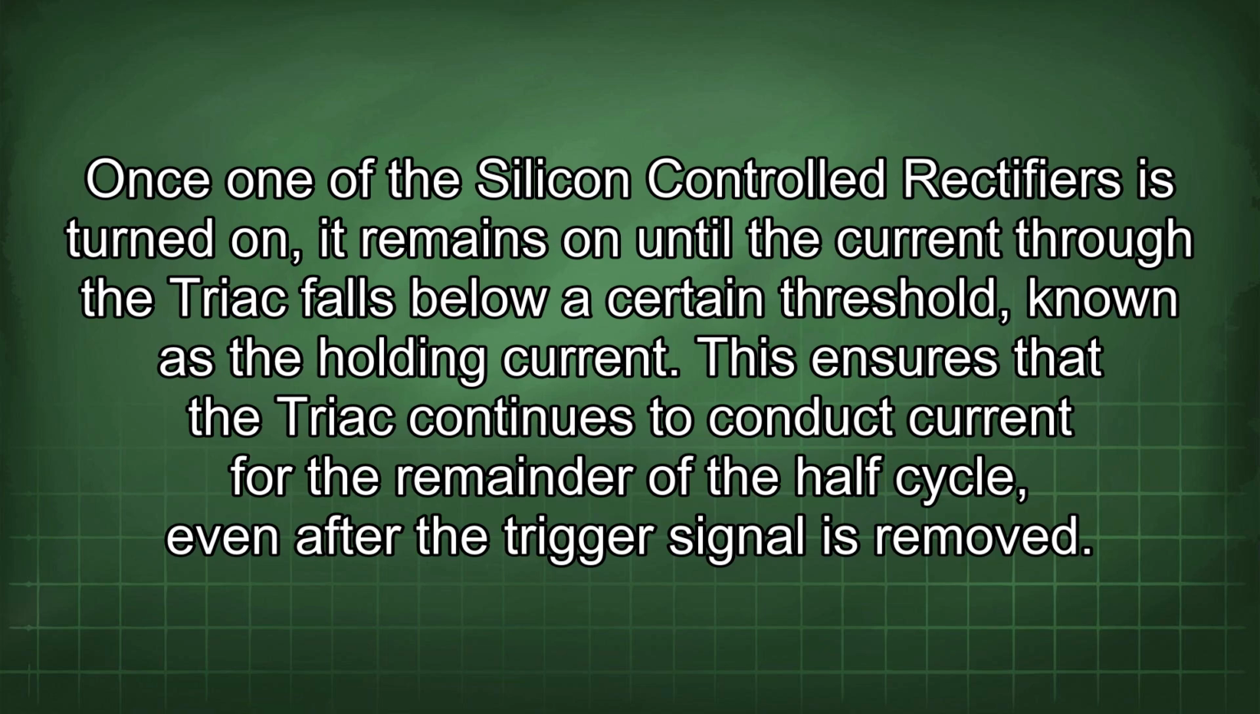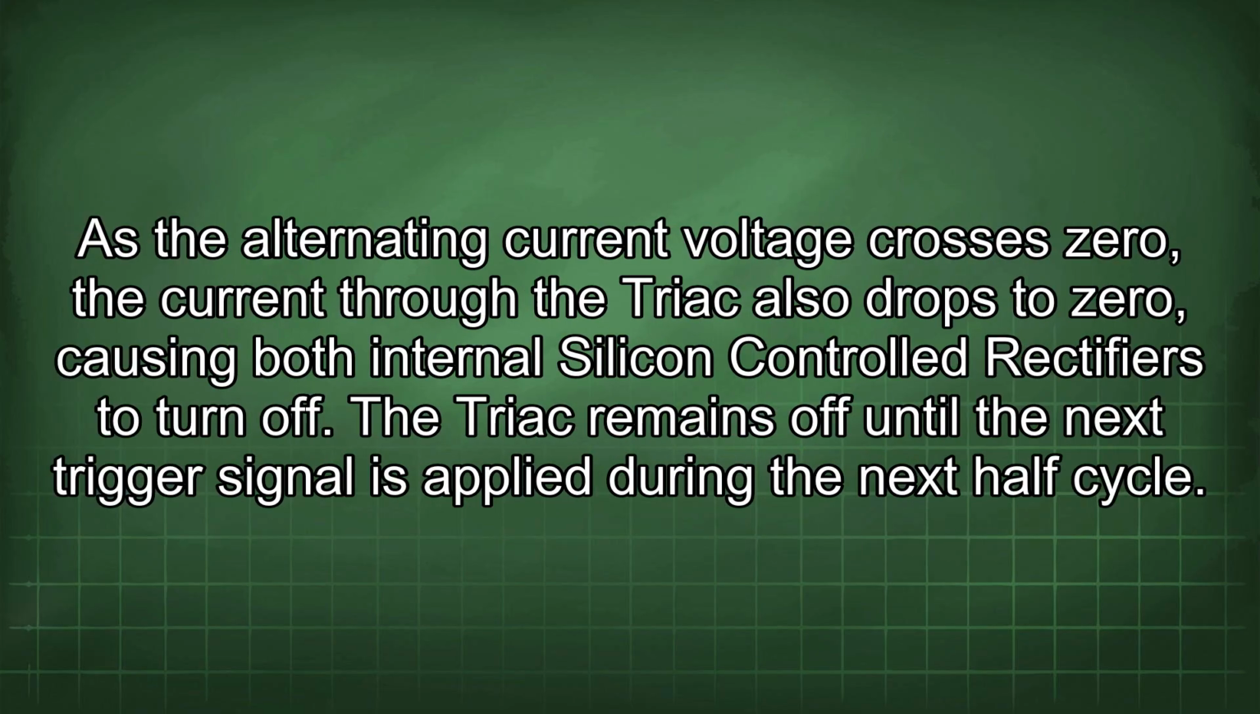Once one of the silicon-controlled rectifiers is turned on, it remains on until the current through the triac falls below a certain threshold, known as the holding current. This ensures that the triac continues to conduct current for the remainder of the half cycle, even after the trigger signal is removed. As the alternating current voltage crosses zero, the current through the triac also drops to zero, causing both internal silicon-controlled rectifiers to turn off. The triac remains off until the next trigger signal is applied during the next half cycle.